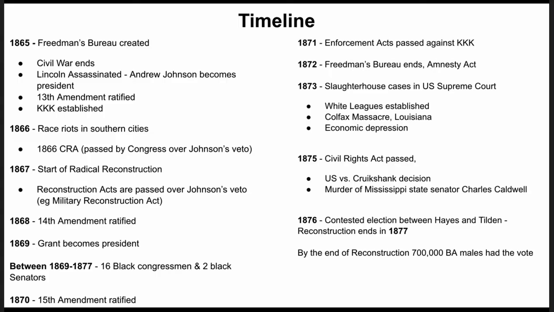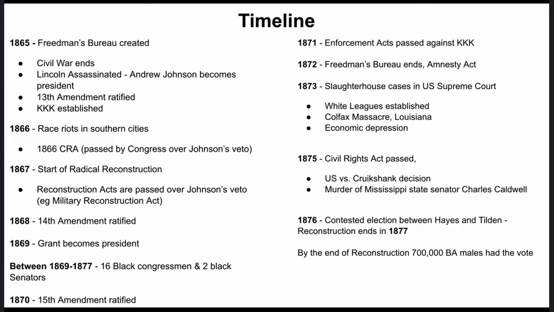There's also a Colfax massacre of Black Americans in Louisiana, which really emphasizes the white backlash and the use of political violence. Similarly, there's an economic depression, and this means lots of white Americans in the North start to turn against the idea of Reconstruction, less willing to support that because of this economic depression.